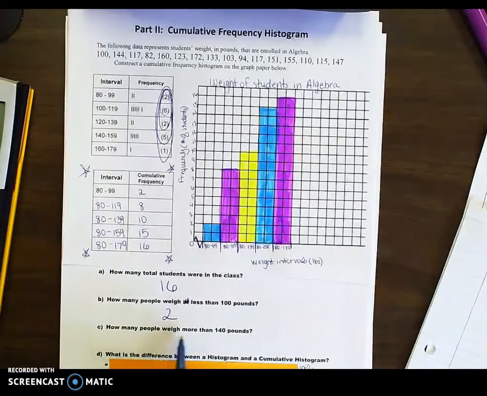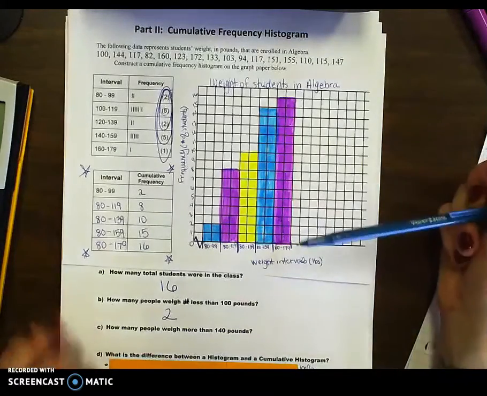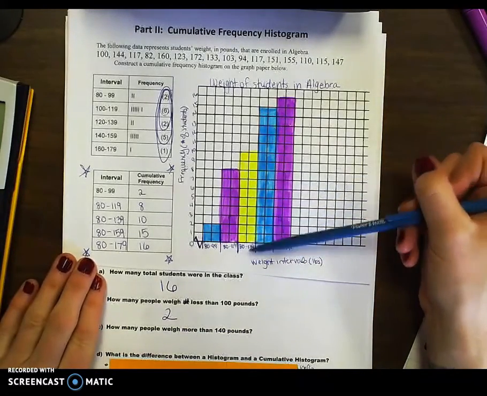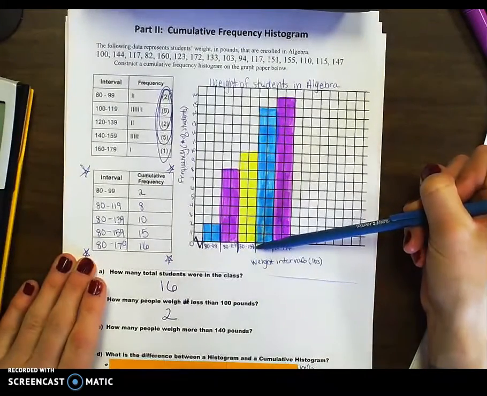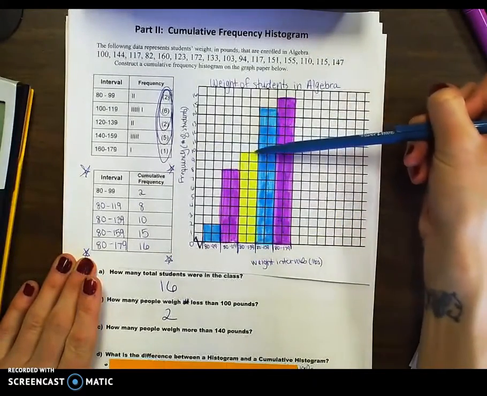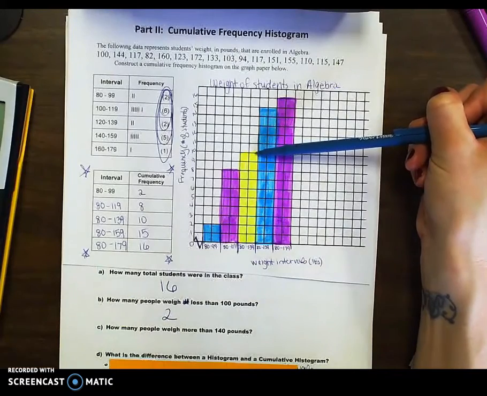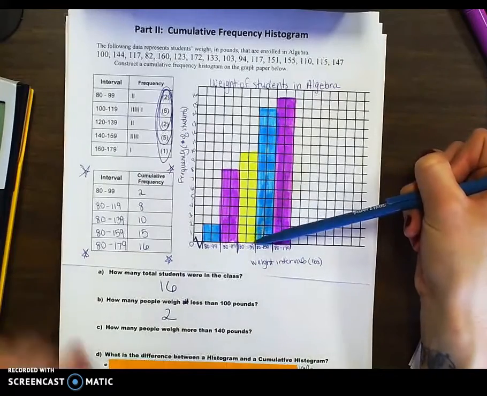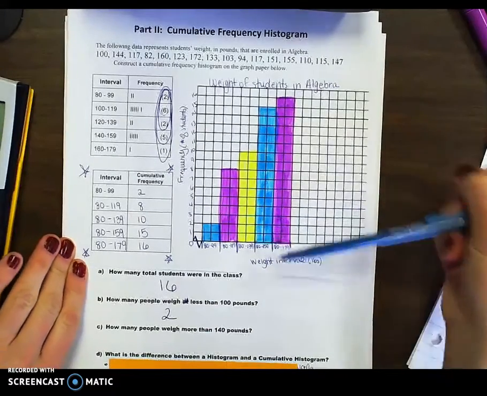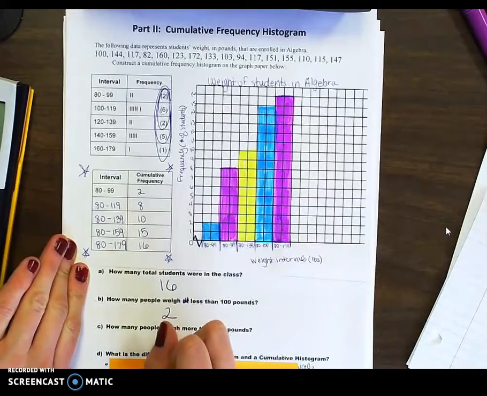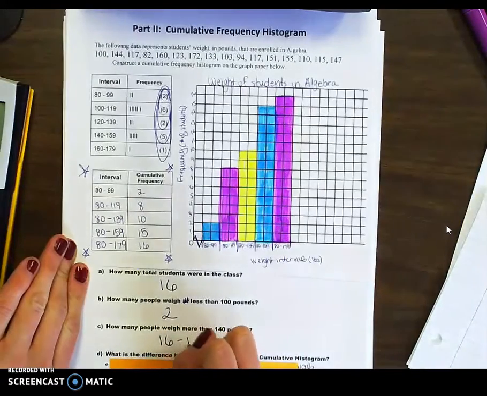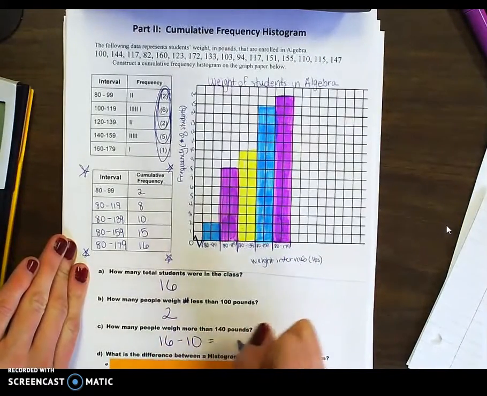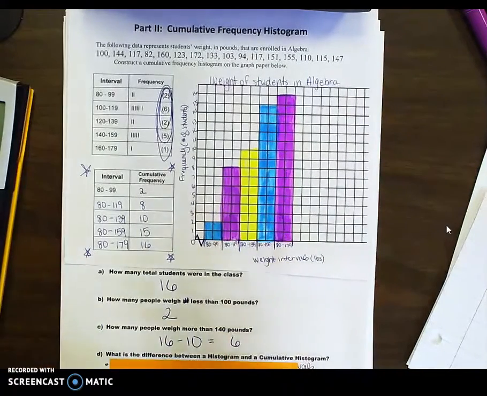Next, how many people weigh more than 140 pounds? Well, if I take a look here, this is up to 140. There are 10 people that weigh less than 140 pounds because that's everybody between 80 and 139. I know that there are 16 total people in the study, so that means 16 minus 10. So there are 6 people that weigh more than 140 pounds.